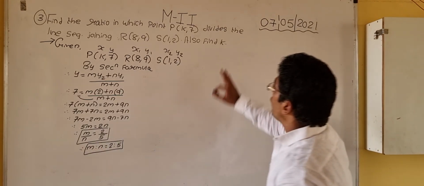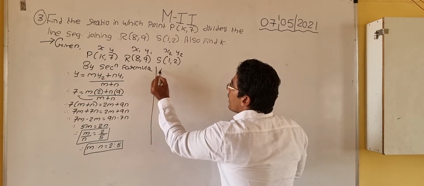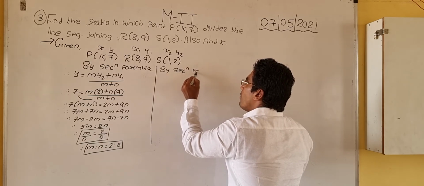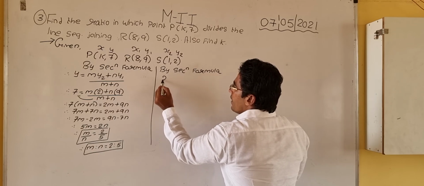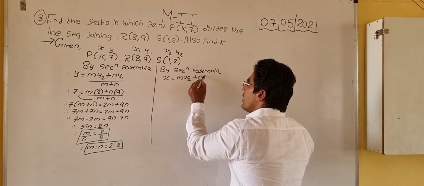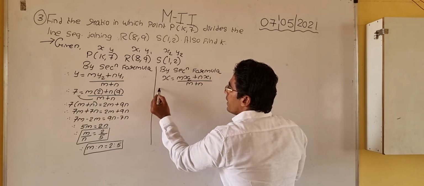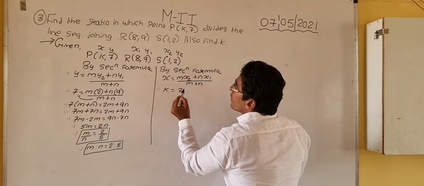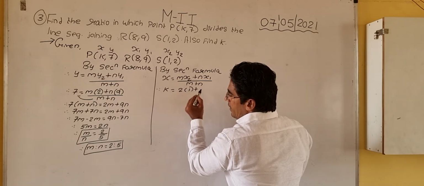Now they have told us to find out the value of k also by section formula. Now we will apply the formula for x. What is the formula? x is equal to (m x2 + n x1) upon (m + n). Therefore, what is x? K. What is m? 2. What is x2? 1.